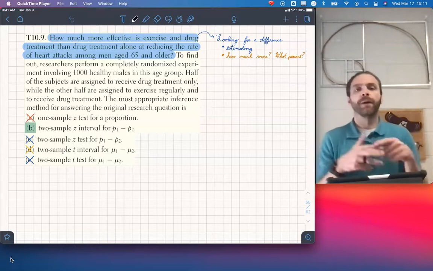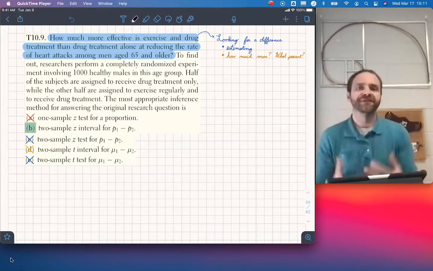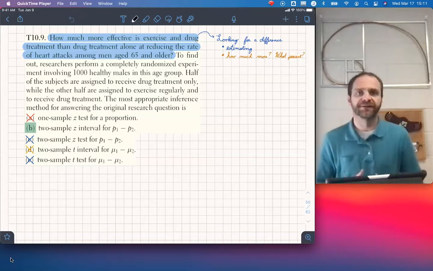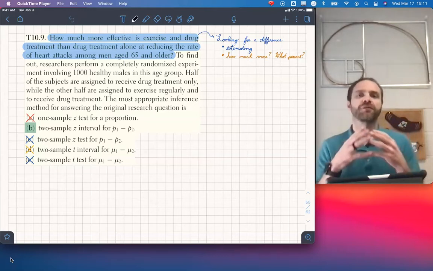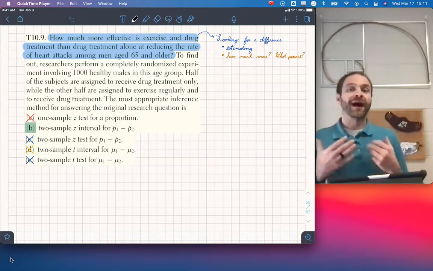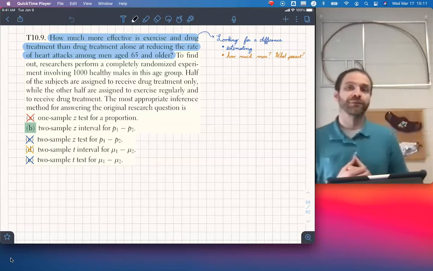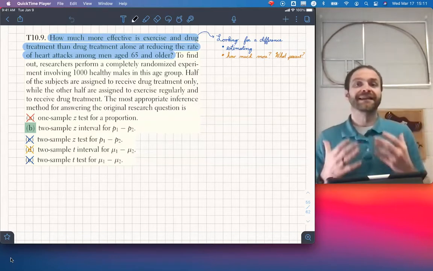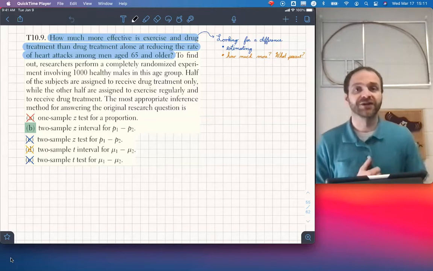So in other words, what percent? It's 20% more effective. It's 30% more effective. We're asking, look at this, how much more effective? And so I'm looking at a 2-sample Z interval for proportions. So that's question 9. Last one is question 10.